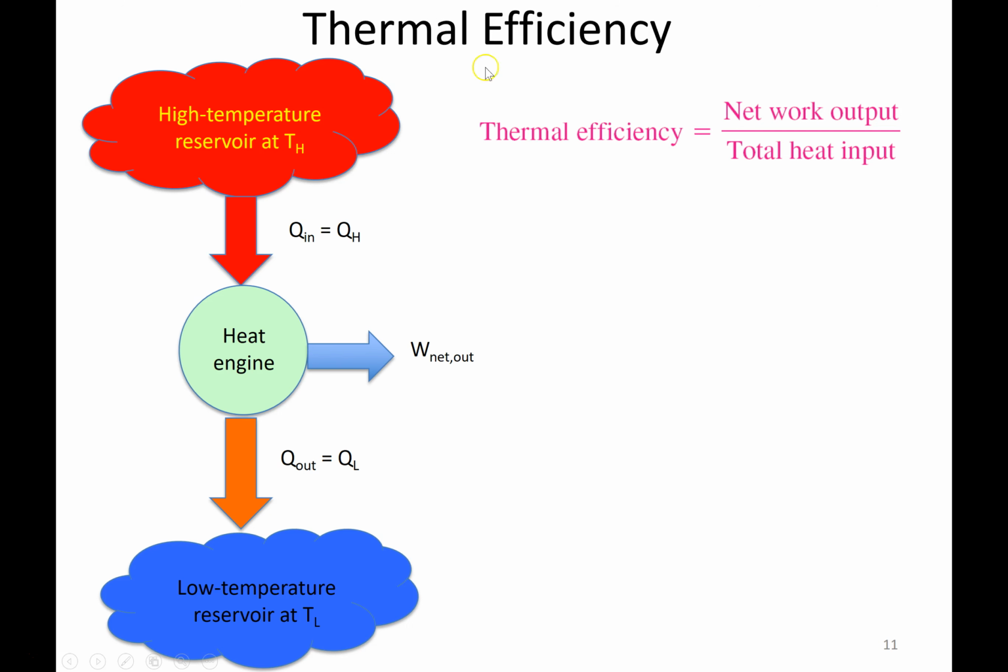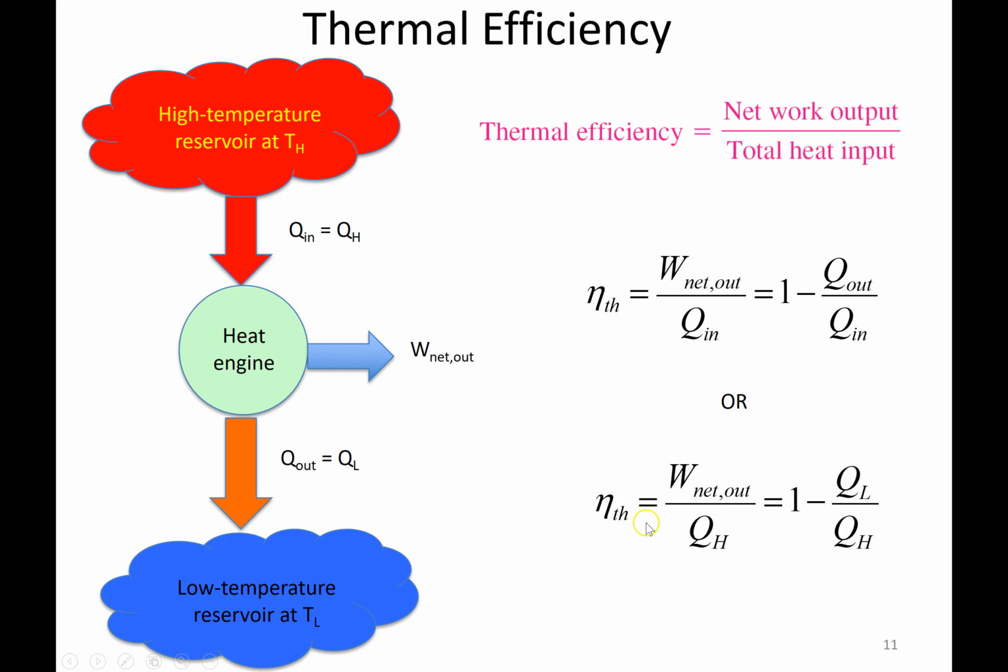So let's talk about thermal efficiency. It's net work output over total heat input. So for thermal efficiency, we have net work out over Q in, because that's heat input. And we already rearranged this before in the previous slides: 1 minus Q out over Q in. Or the efficiency, you can rewrite it as 1 minus QL over QH.